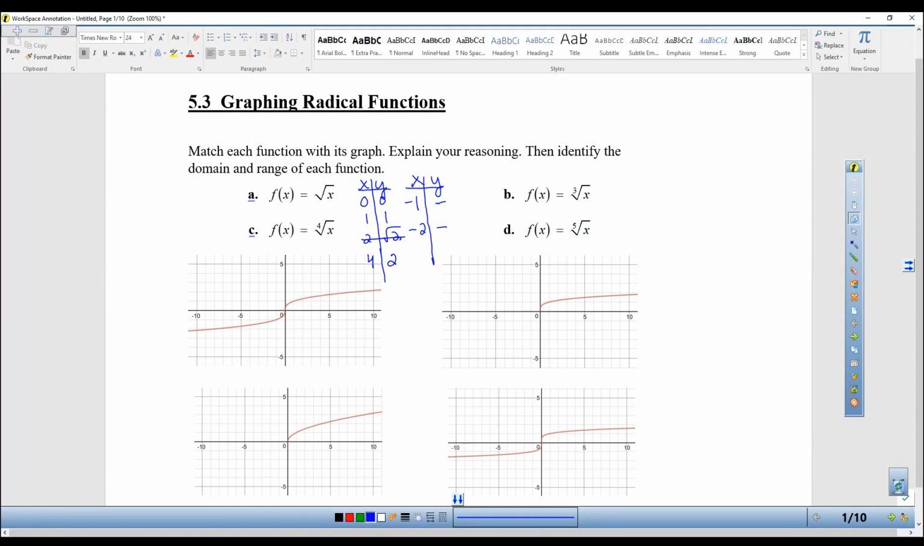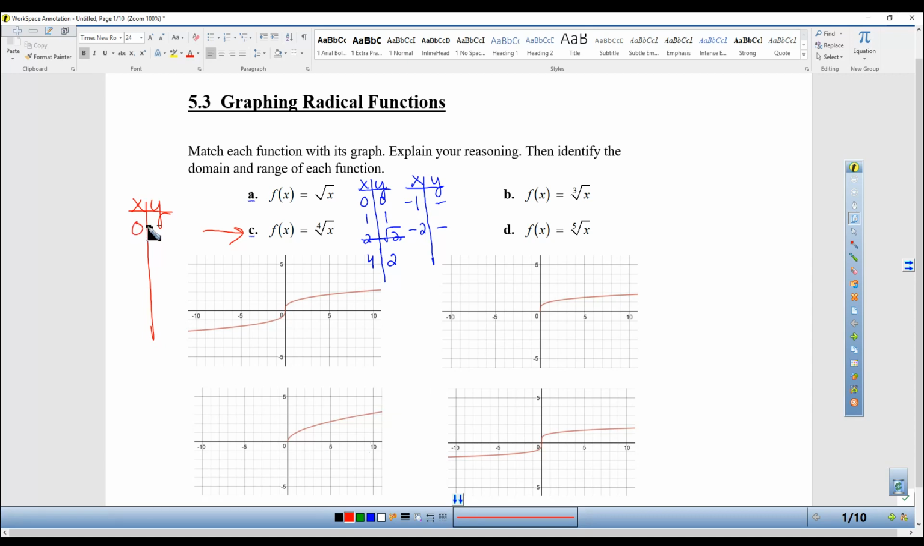So what else would not have any negative x values? A fourth root. So same exact thing. You're not going to take the fourth root of a negative number. So that's part of the way that you can know. So let's see if we can figure out which one is which here.